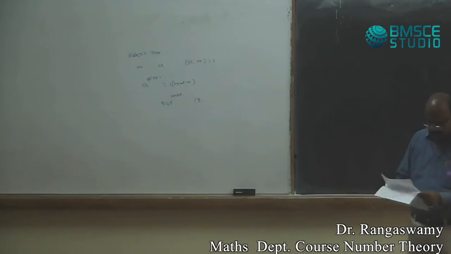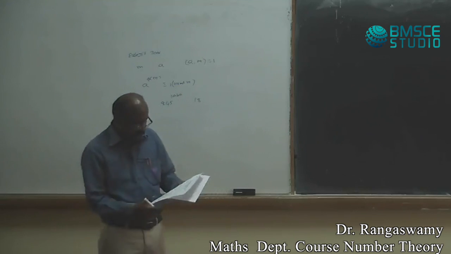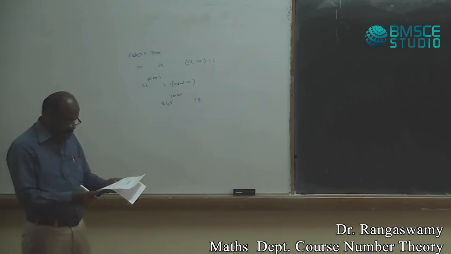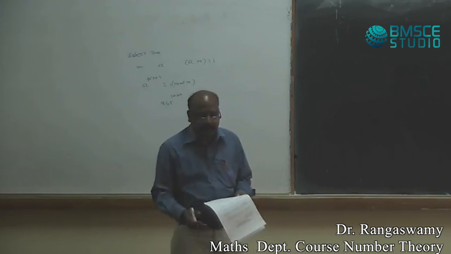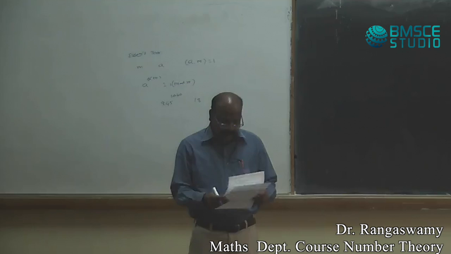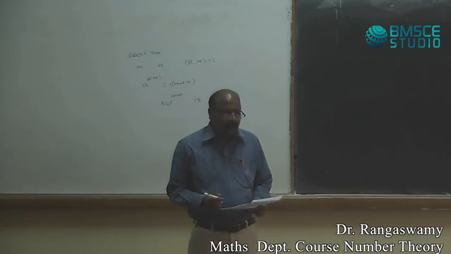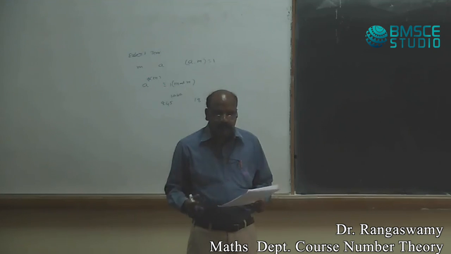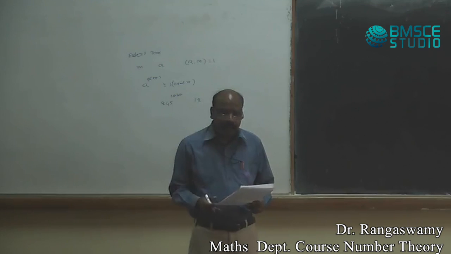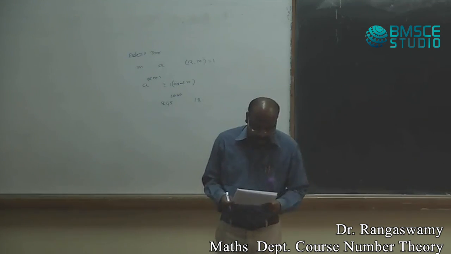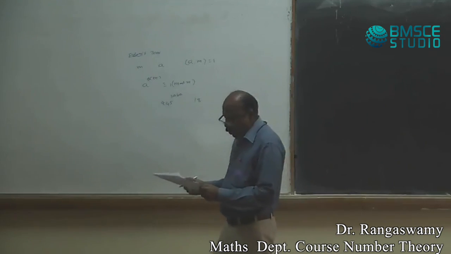If you come across computational number theory, you can factorize a big number using Fermat's method, and you can reduce a number into a continued fraction. Continued fractions are very important: finite continued fractions and infinite continued fractions. And you can solve even quadratic congruences.